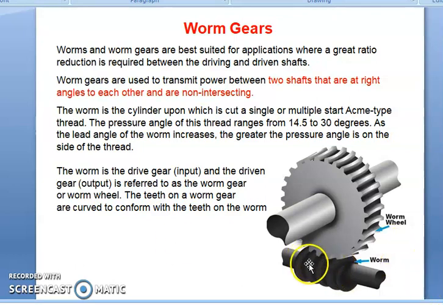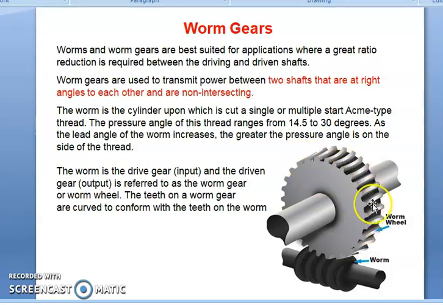This is actually a worm. This is a cylinder upon which the teeth are cut as a single or multiple start acme type thread. The pressure angle of this thread ranges from 14.5 to 30 degrees. As the lead angle of the worm increases, the greater the pressure angle is on the side of the thread.